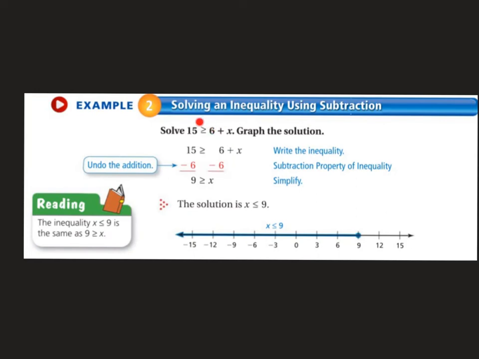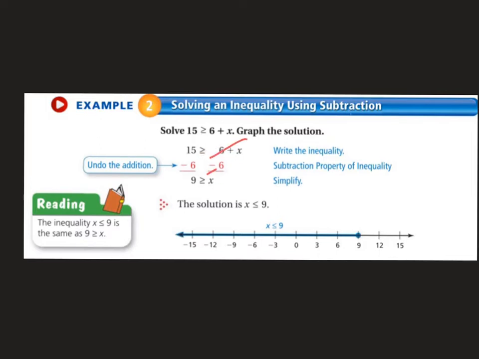And then we have an example of using subtraction to solve an inequality. Here we have 15 is greater than or equal to 6 plus x. So we're going to solve for x. All right, so we look at this side, we're adding 6. We're doing 6 plus x, but remember, this is the same thing as saying x plus 6. You can move these two numbers around. So we're going to subtract 6 here.